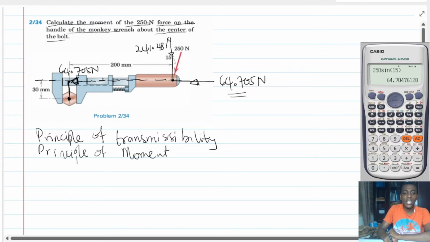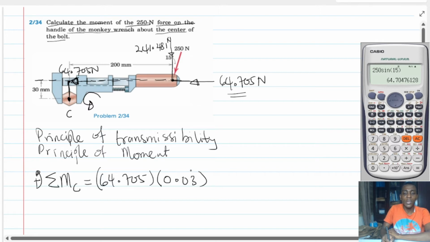Therefore, I just need a moment arm. Looking at it carefully, this force is going to cause a rotation which is going to be counterclockwise about the center. Let's say this is the center. So this is what we'll do. Summation of moments about C, counterclockwise is positive. And then this one is going to be 64.705. I'm going to multiply this by 30 millimeters, which is the same as 0.03.